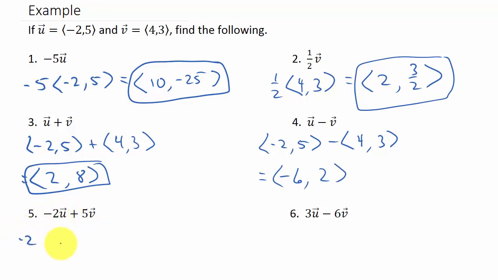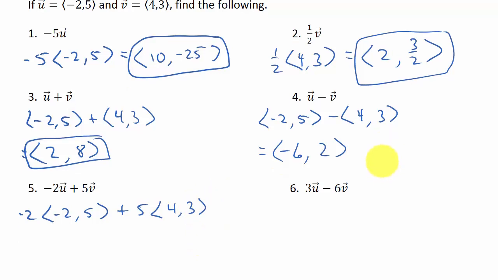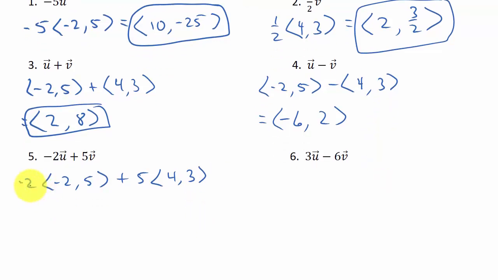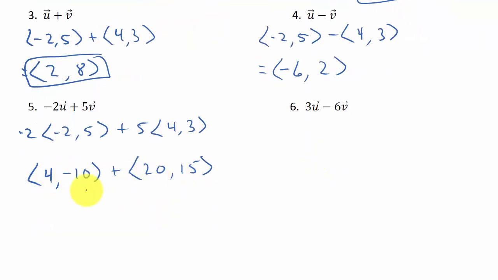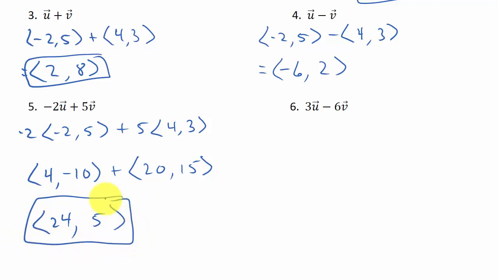Okay. Alright, so what about these? That's going to be negative 2 times vector u, which is negative 2, 5, plus 5 times vector v, which is 4, 3. So first thing we want to do is multiply the scalars first. So that's 4, negative 10, plus, and then that's 20, 15. And so now we can add them. 4 plus 20 is 24. Negative 10 plus 15 is 5. Okay. And there's your answer.